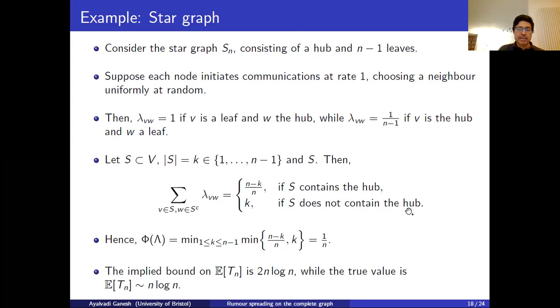If S does not contain the hub, that means S contains k leaves, each of whom talk to the hub at rate 1. So the total rate at which S talks to S complement is k. And the only vertex in S complement they talk to is the hub.